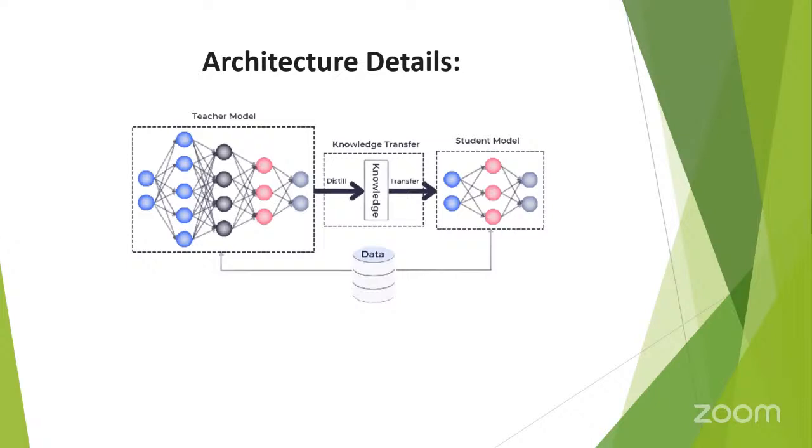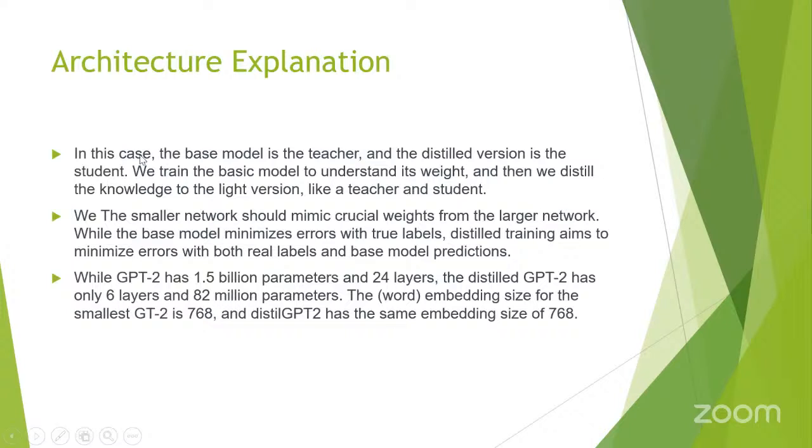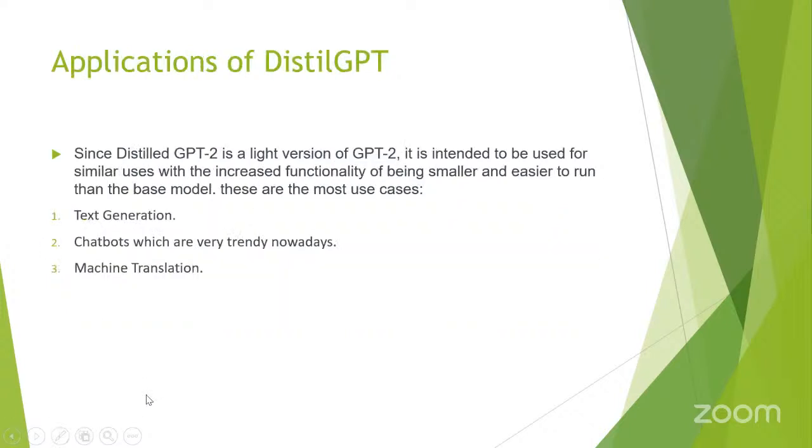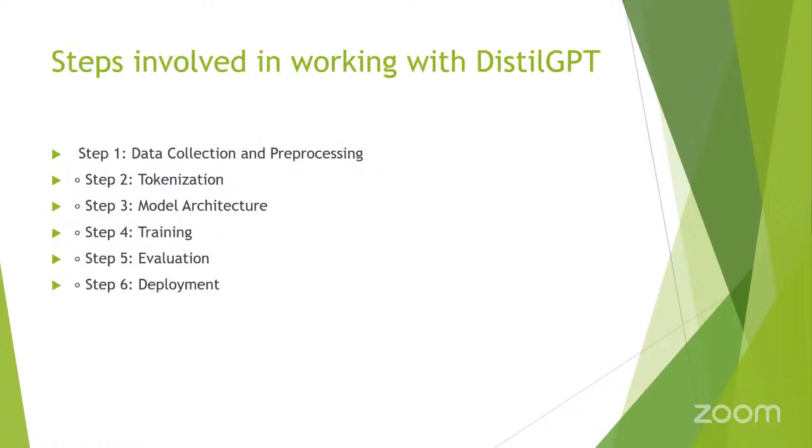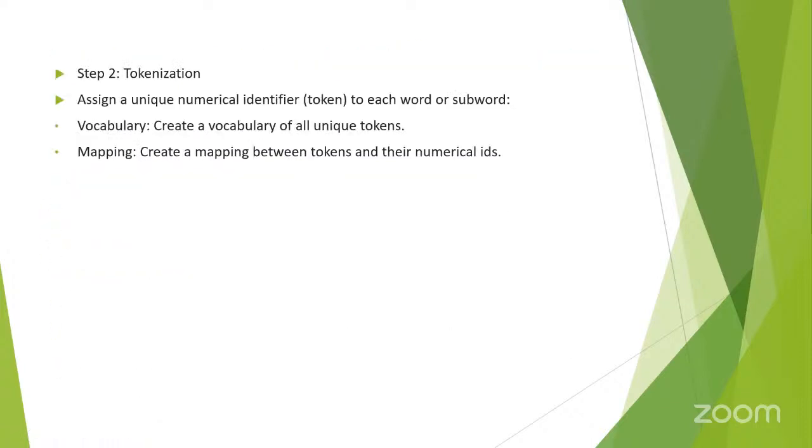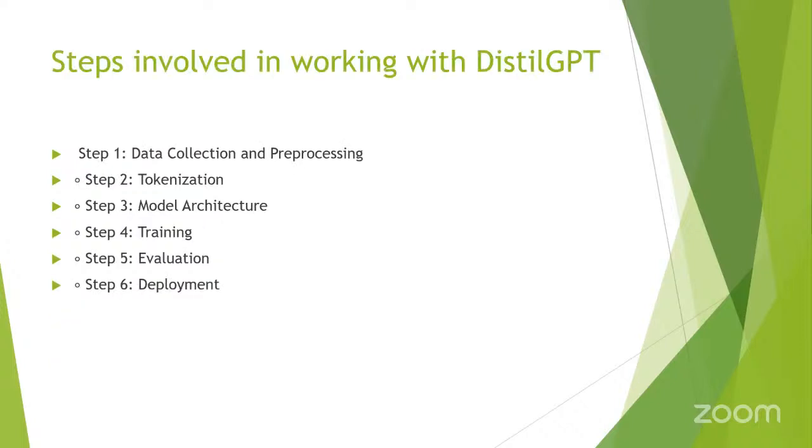We also understood the architecture of the teacher as well as the student. Here we are using a transformer architecture, and we have understood in depth what it is all about. These are the steps for how to train the model: data collection and pre-processing, tokenization, model architecture, training, evaluation, and finally deployment.